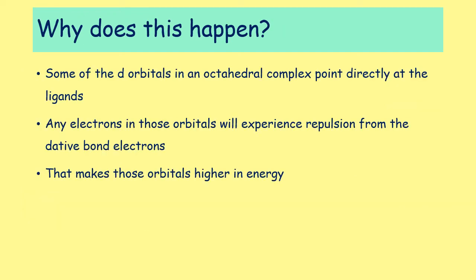Well, it is because, as I've just explained, the d orbitals in an octahedral complex, some of them will point directly at the ligands, and the ones that are pointing directly at the ligands will experience a much greater repulsion from the electrons in the dative covalent bonds, which makes those orbitals higher in energy. The orbitals that are not pointing directly at the ligands do not get as high a repulsion, so will be much lower down. So you get these 2 levels.